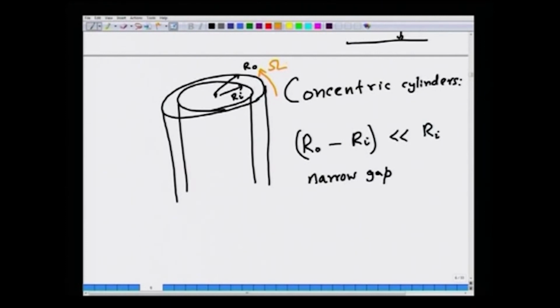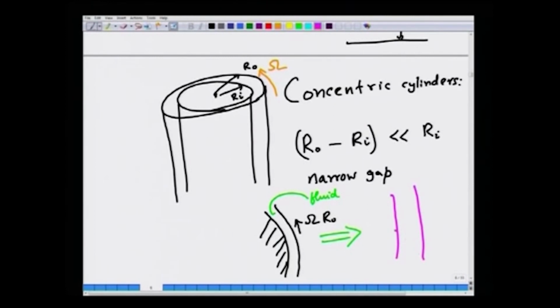Okay. So, if I draw the top view, the gap is too narrow and one cylinder is moving with a constant angular velocity, so the linear velocity is omega times r_o, the inner cylinder is stationary and the fluid is present only in the gap. So, the gap is occupied by fluid. Now, in the narrow gap limit, locally it will appear as if this is like a planar Couette flow with one plate stationary, the other plate moving.